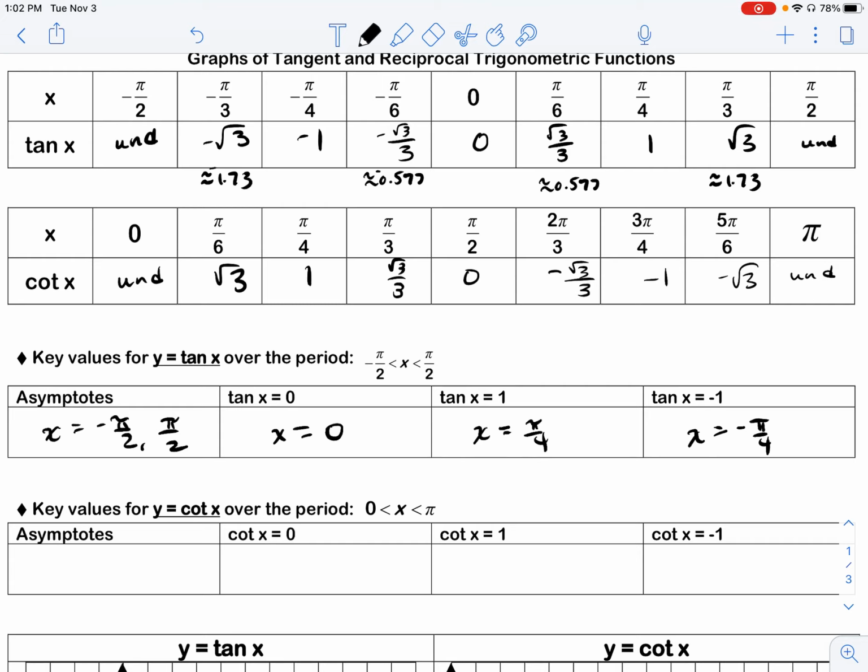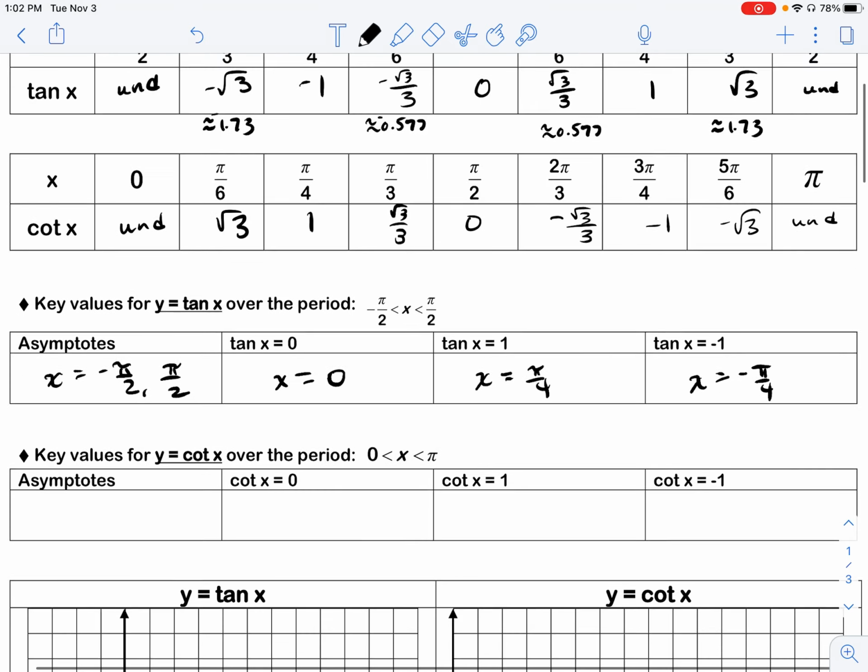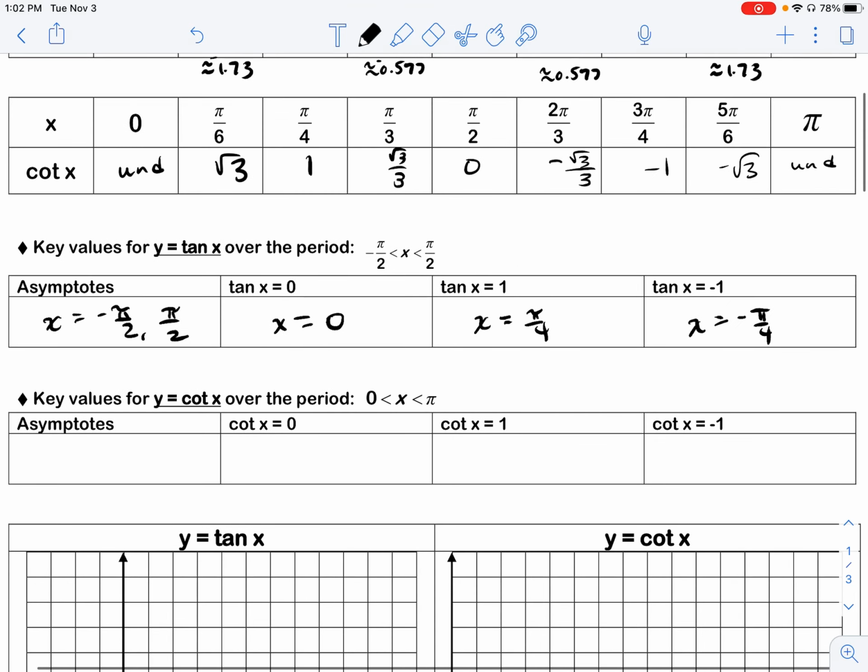Okay. What I'm trying to do here is come up with my 5 key values, or my 5 critical values, that I'm going to be using when I graph my tangent function. But you'll notice here that tangent of x being equal to 1 or negative 1, these are not maximums or minimums. We'll see graphically what this looks like, but they are ones that I want to use to help graph. Now let's look at cotangent.